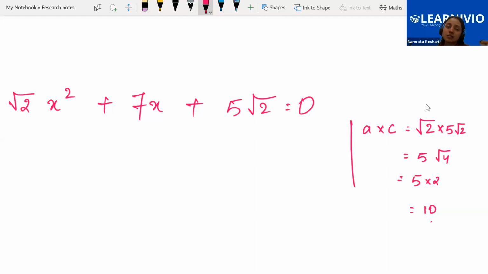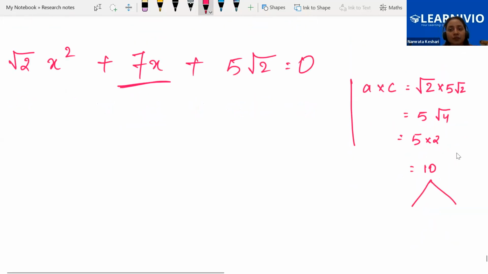So ac is 10. Now we will focus on splitting this ac. Can you tell me, Zoha, how we will split it so that just by adding those two numbers, or maybe by subtracting, we will get the middle term, that is 7x? Yeah, we can write 7 root 2 x square plus 5x plus 2x plus 5 root 2 equal to 0.